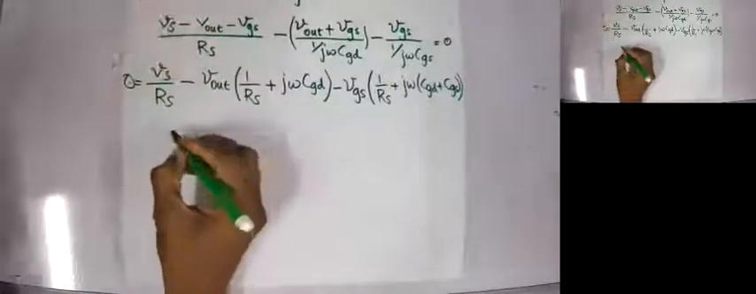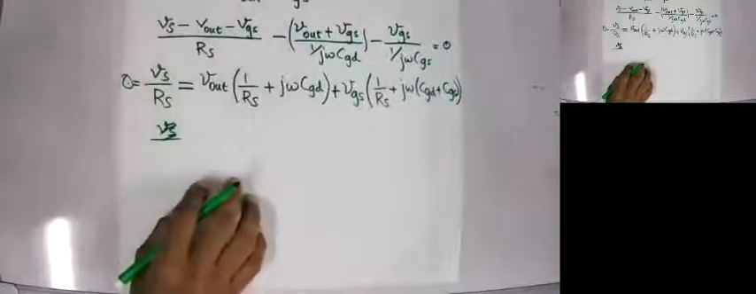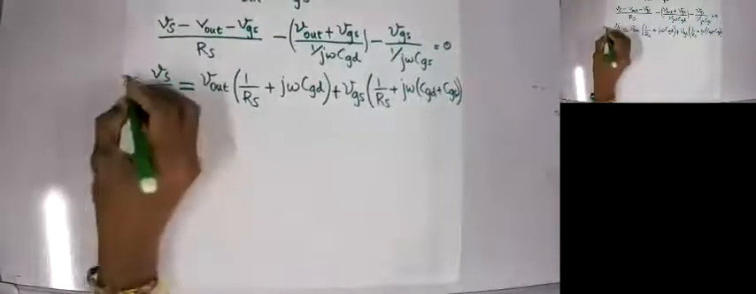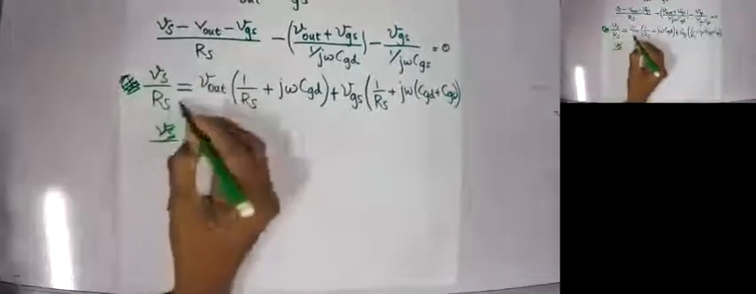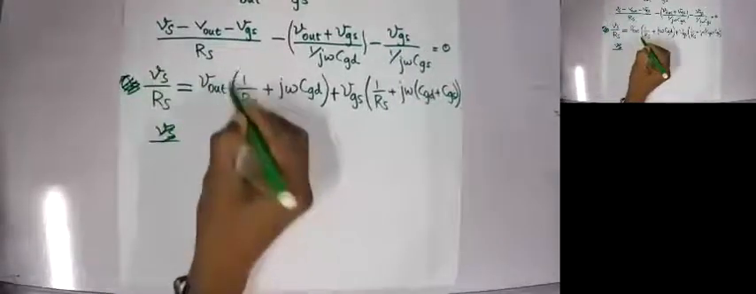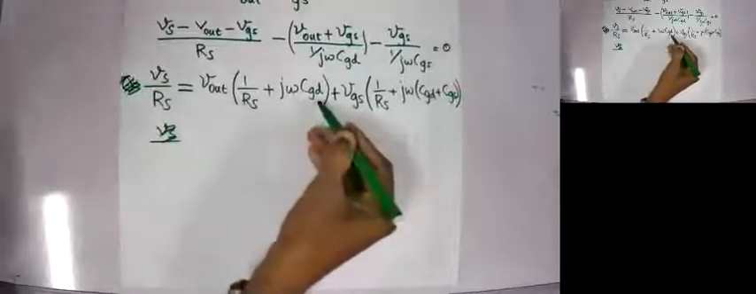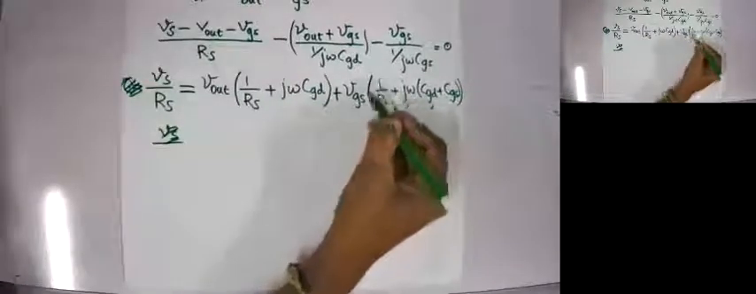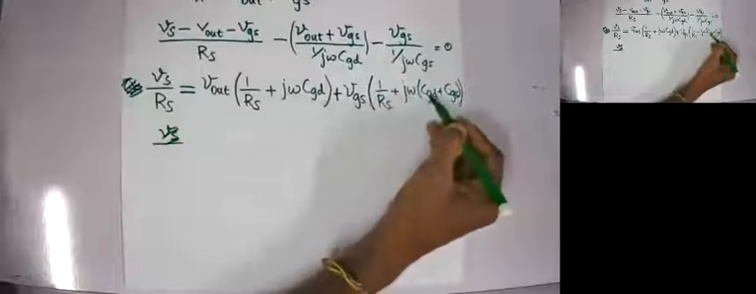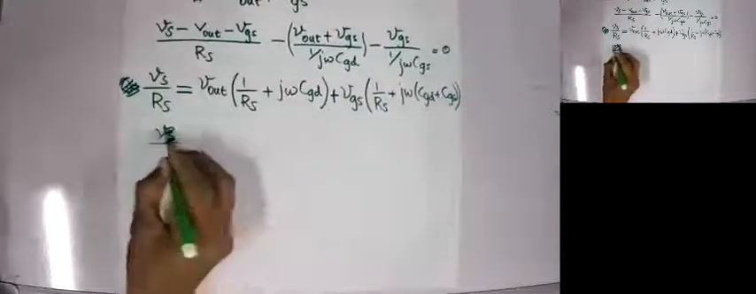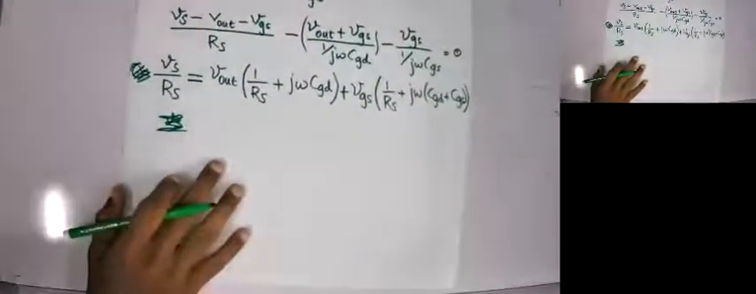I would bring this one to the other side, right? Vs over Rs, this one to the other side, right? And then I can make it equal, and this becomes plus. Am I right? Clear, right? So I remove this one. So Vs over Rs is equal to V out into 1 over Rs plus j omega CGD, plus VGS into 1 over Rs plus j omega CGD plus CGS. Okay, keep this as equation 1.